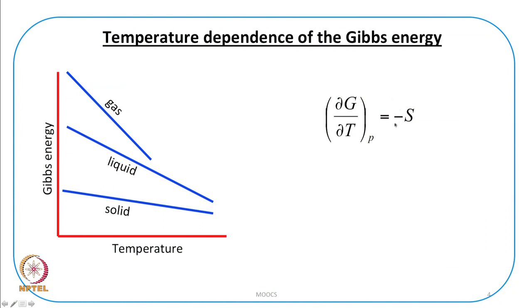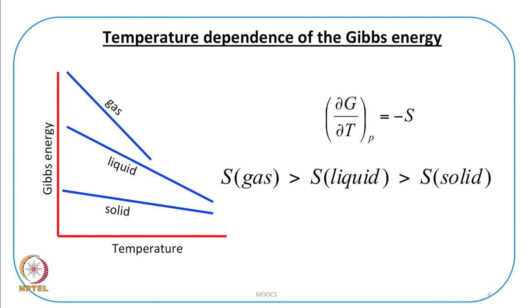The answer lies in this expression, because the slope is dependent on the value of entropy, and obviously the entropy for a substance in the gaseous form will be highest, because molecules are free to move around, followed by that of liquid and followed by that of solid. And this is the reason that you have a maximum negative slope for the gas, followed by that for liquid and followed by that for solid.